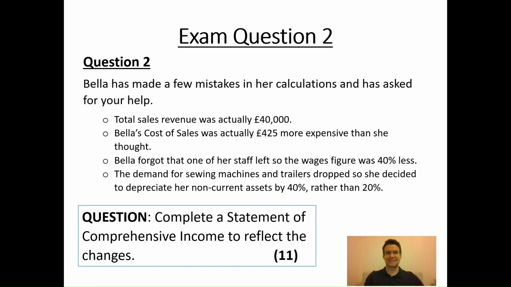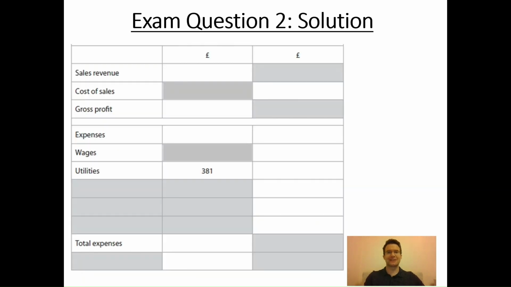Okay then, let's see what you came up with. For the second question, here is the solution. Her sales revenue, of course, went up to 40,000, as it said in the extra information. Her cost of sales went up also to £14,000, meaning that her gross profit, her sales revenue minus her cost of sales, ended up as £26,000. Her wages went to 11,340.